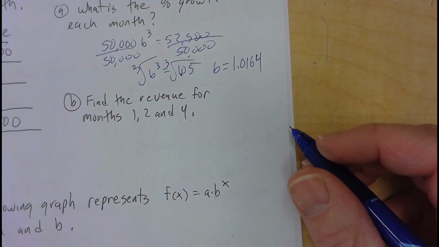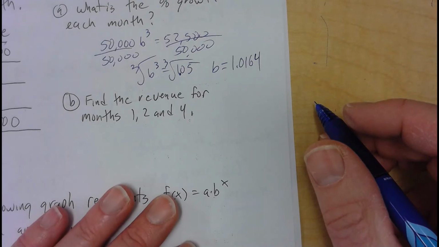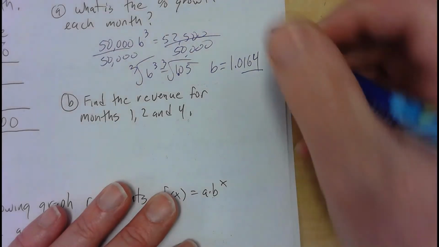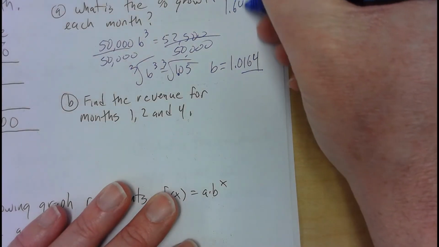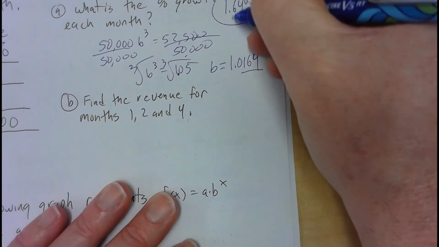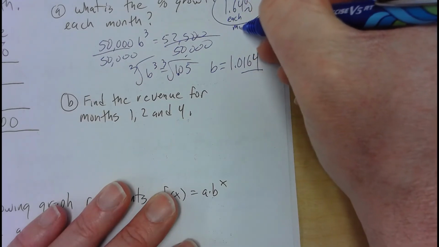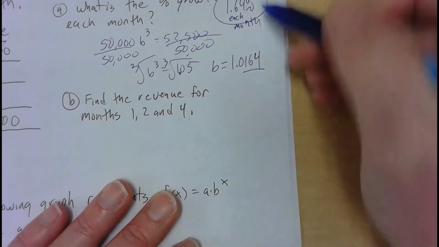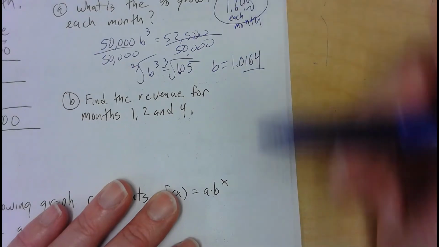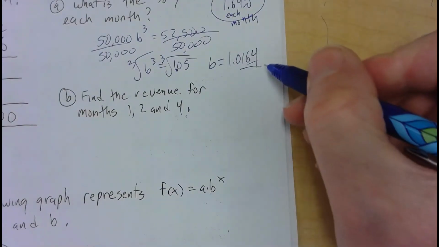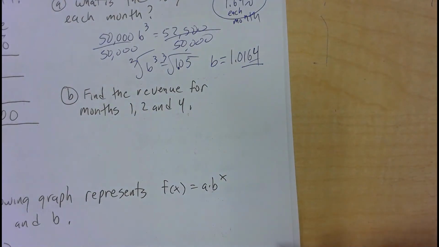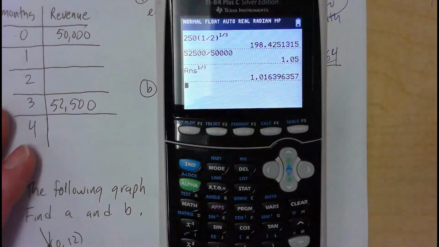And so what's the growth? What's the percent growth rate? Well, it's going up 1.64% each month. That's really the answer. That's B, but it's going up 1.64% because that extra 6.4 there makes a difference to the 1. Okay, now we can put in the different months.